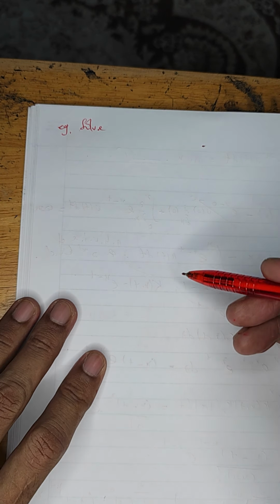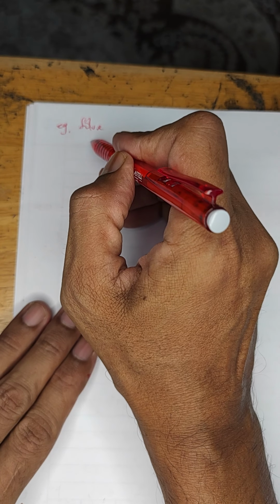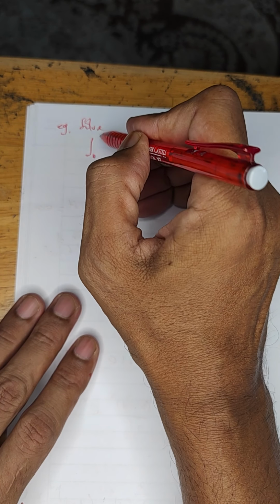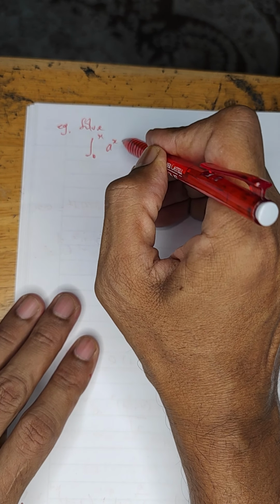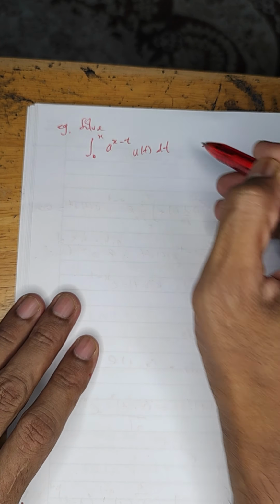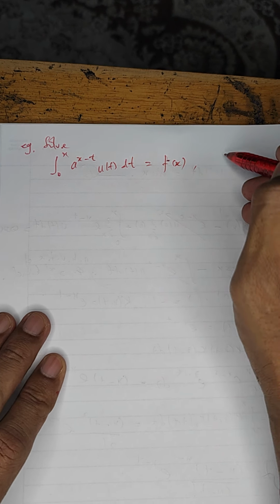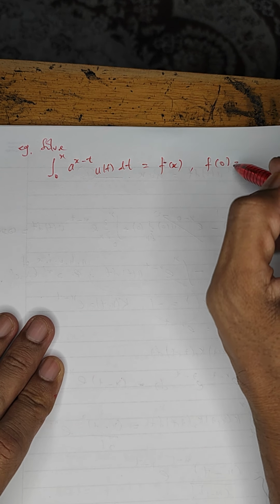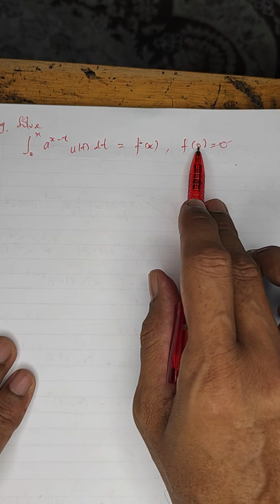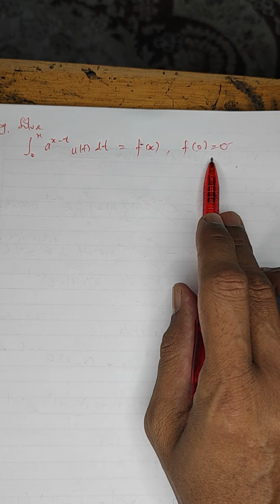Again, we're going to solve the Volterra integral equation of the second kind. So we have the integral from 0 to x of a^(x-t) u(t) dt equal to f(x), and given that f(0) is equal to 0. As I mentioned earlier, that condition will guarantee the existence of the continuous solution.